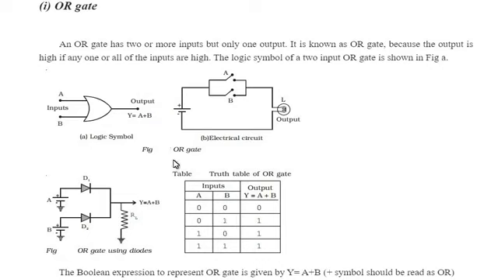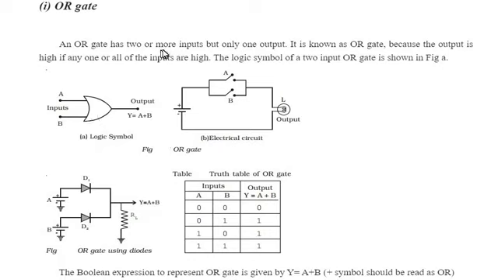And this is another way to check the OR gate, that is an electrical circuit. With the help of diodes we can also construct this circuit. Now let us see the definition of this OR gate.